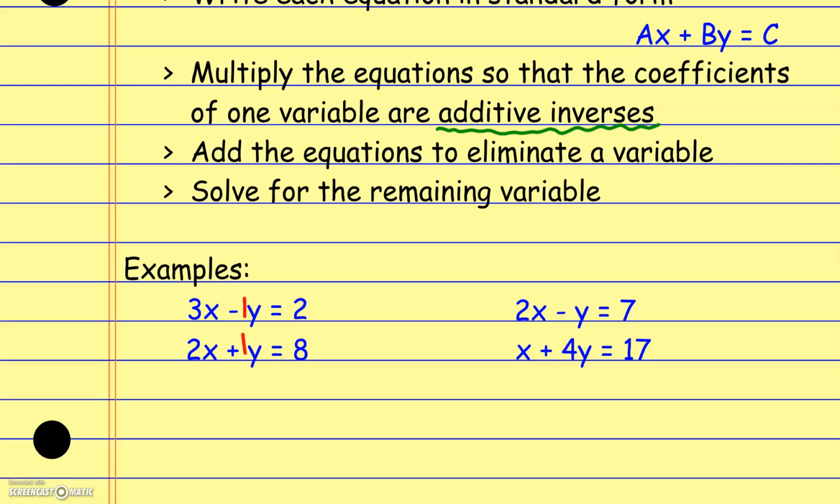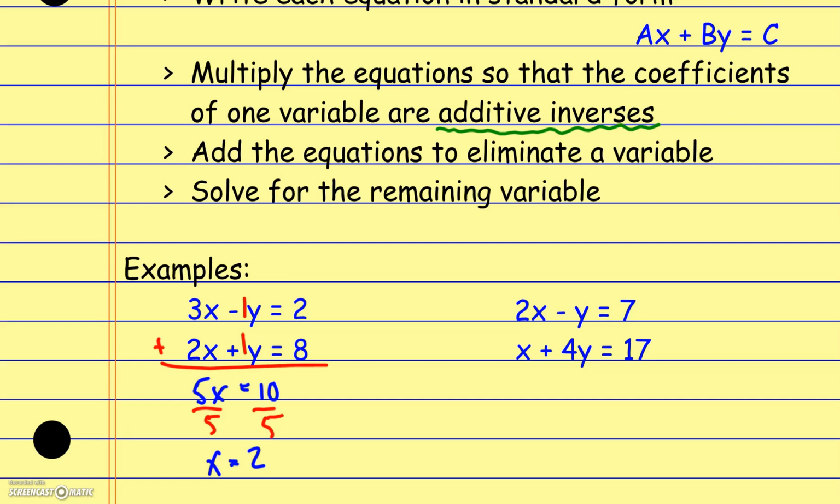That's why I look at this and try to choose what's best. Here I'm going to add these together. When I add them together, I end up with a 5x. Here the y's eliminate. They give me a 0. That's why it's called elimination. Over here, 2 plus 8 gives me a 10. Now I solve the equation that's left: 5x equals 10. I divide each side by the 5, and I find out that x equals 2.